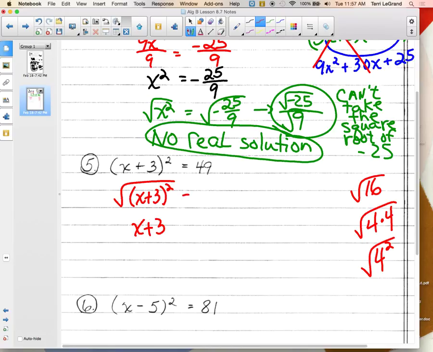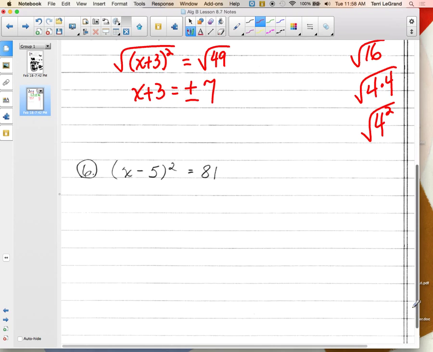So x plus 3, we're going to take the square root of 49 now. What's the square root of 49? 7. And negative 7. So a positive and a negative 7. Well, how tricky is that? Have we finished solving it yet? No. Is x by itself? No, so we have a couple of things we have to do here.